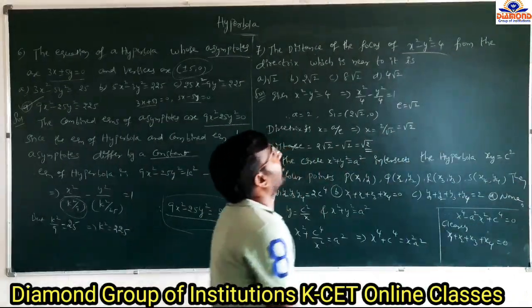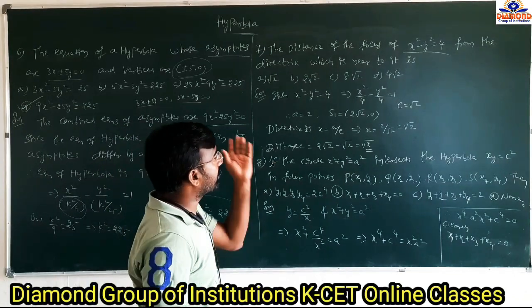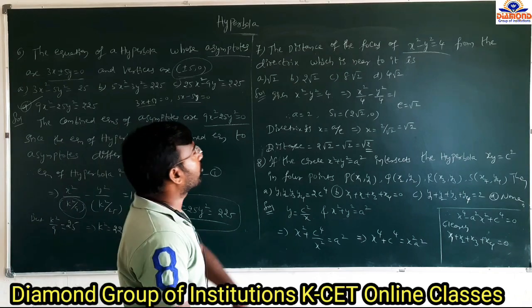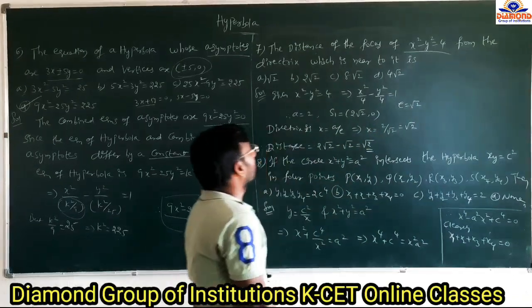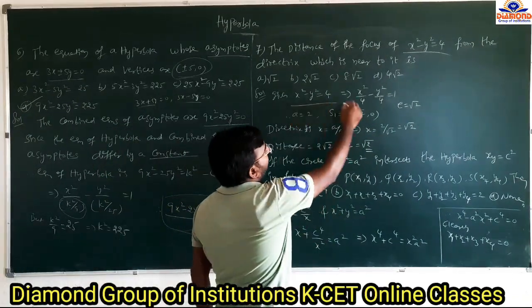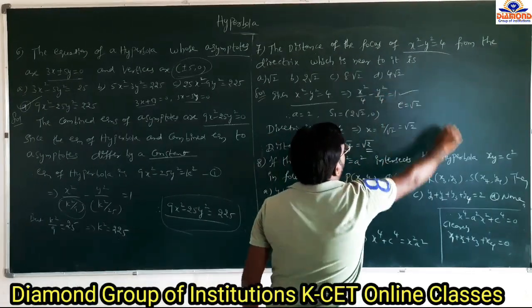Next, find the distance between the focus of x square minus y square equal to 4. This is a rectangular hyperbola. From the directrix which is near to it is. So option A root 2, option B 2 root 2, option C 8 root 2, option D 4 root 2. So the given hyperbola is a rectangular hyperbola, x square minus y square equal to 4. This can be written as x square by 4 minus y square by 4 equal to 1.